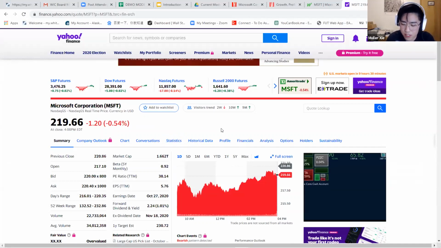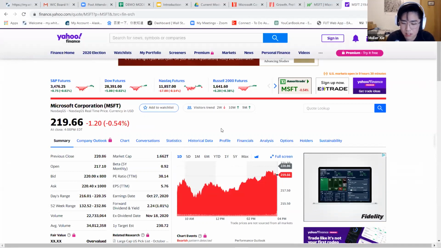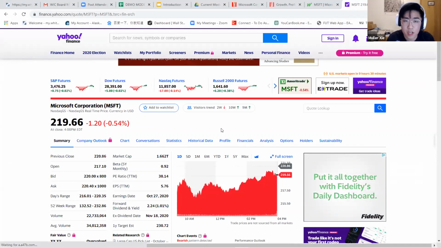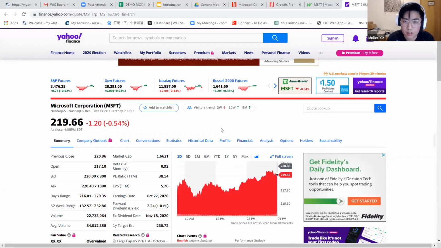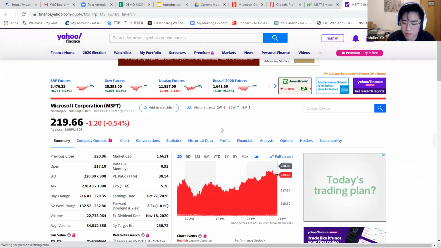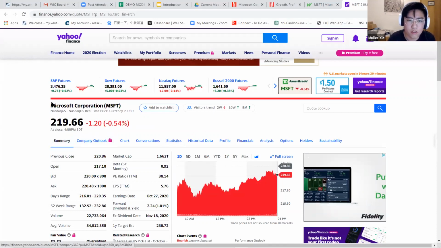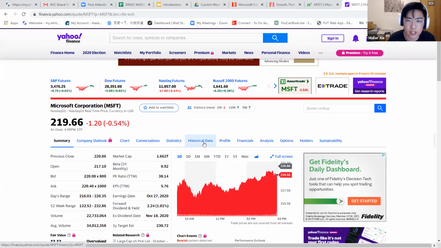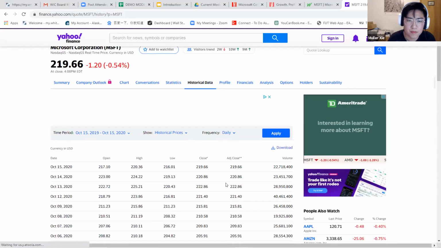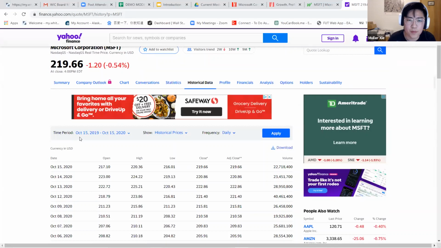Basically, we know that beta is a measure of the sensitivity of the company's rate of return to the overall market rate of return. For the overall market rate of return, I will choose the rate of return of the S&P 500. For Microsoft, if you click on the historical data button, I'm going to calculate the beta based on its 10-year daily adjusted close data.